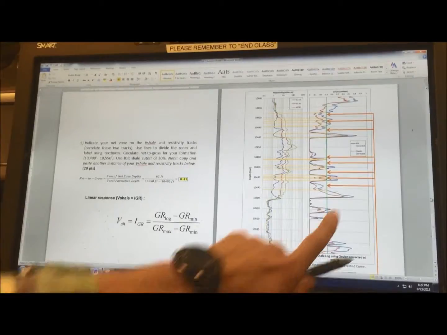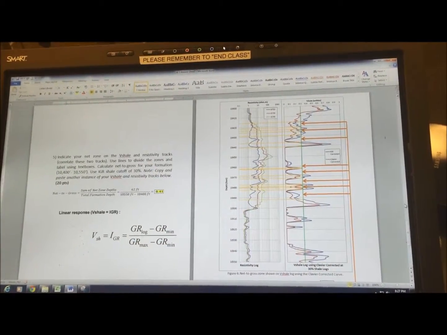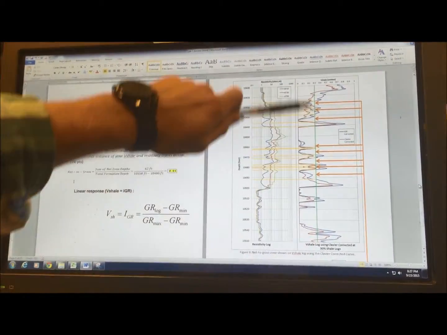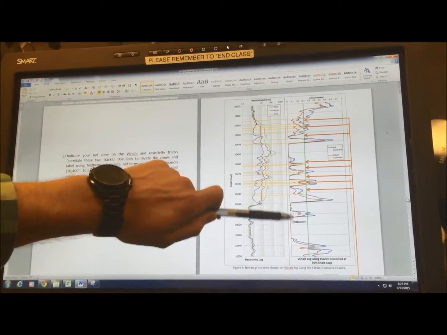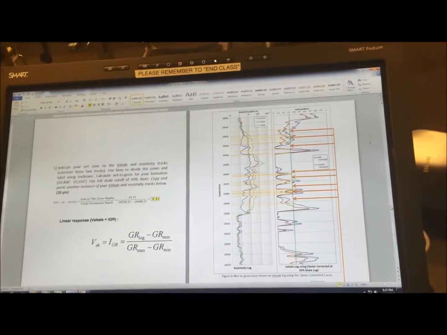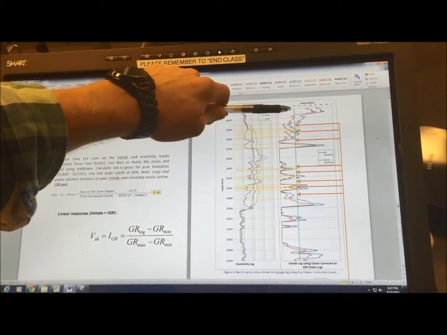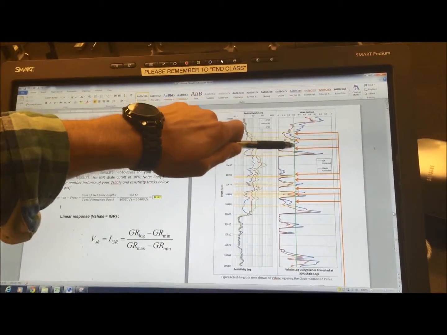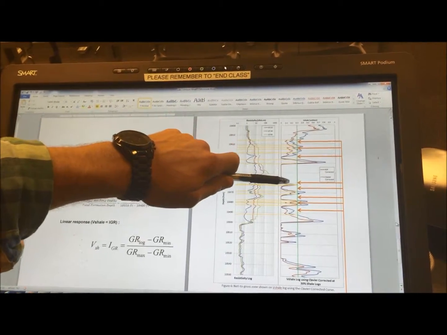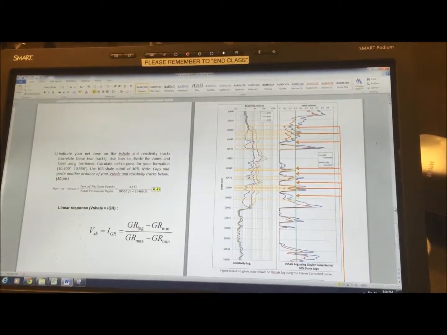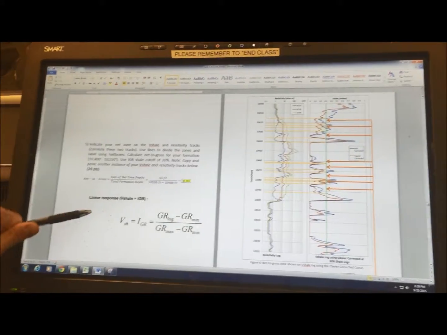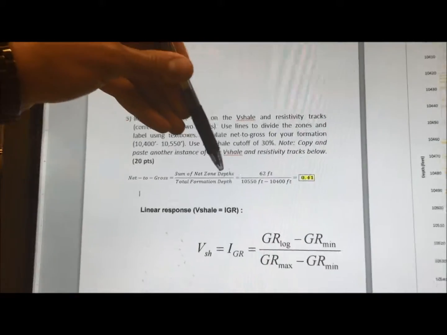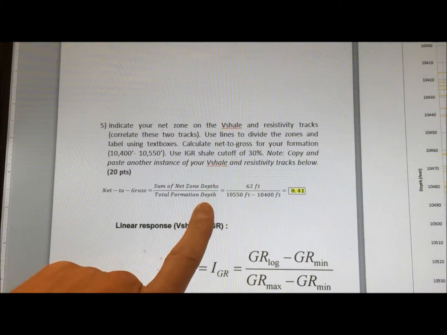So what we're going to do is use our Clavier corrected to find out what zones we're going to use to perforate our formation and get the oil out that we're looking for. This green line coming down here is our 30% line. And our 30% line is going to be dropping down, cutting some of these peaks and covering some of these troughs that we're actually interested in. If you come over here, I'll show you that our net to gross is going to be the sum of our zone depths over the total formation depths.